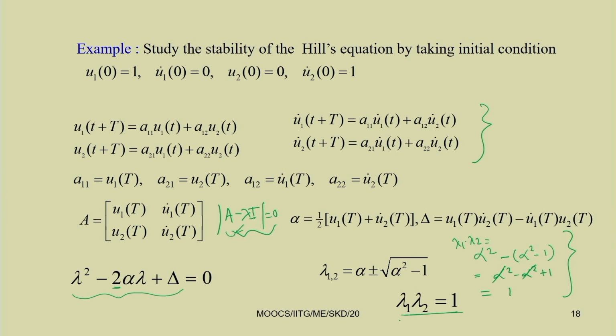If one of the roots is greater than 1, the other root must be less than 1. So in that case, one of the roots lies outside the unit circle, as lambda 1 and lambda 2 for a stable system must stay within the unit circle. That is why, to have a stable system, lambda 1 and lambda 2 must either be equal to 1 or minus 1. If it is 1, then we can have the transition curve.